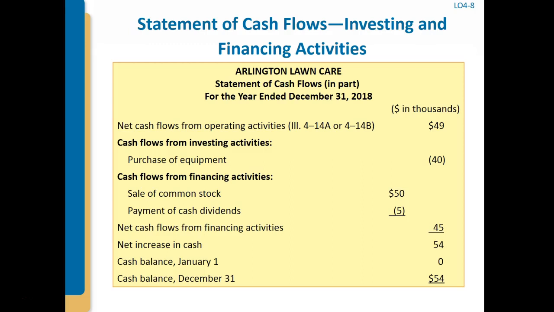So this slide shows the 2018 statement of cash flows for ALC, beginning with net cash flows from operating activities. We know $40,000 was paid to buy equipment because that balance sheet account increased from no balance to $40,000. Also, because common stock increased from 0 to $50,000, we include that amount as a cash flow, which is an inflow from financing activities. Finally, $5,000 was paid as a cash dividend, which is also a financing activity.